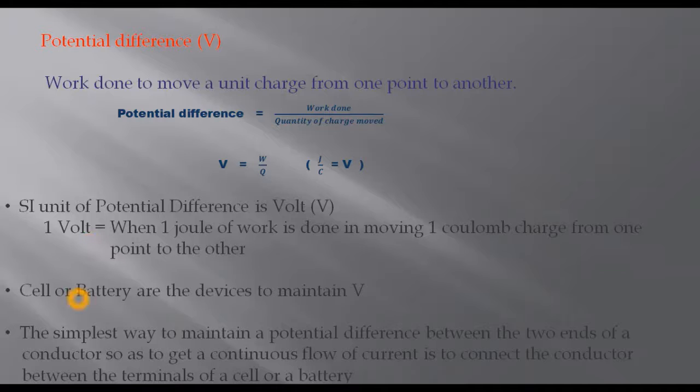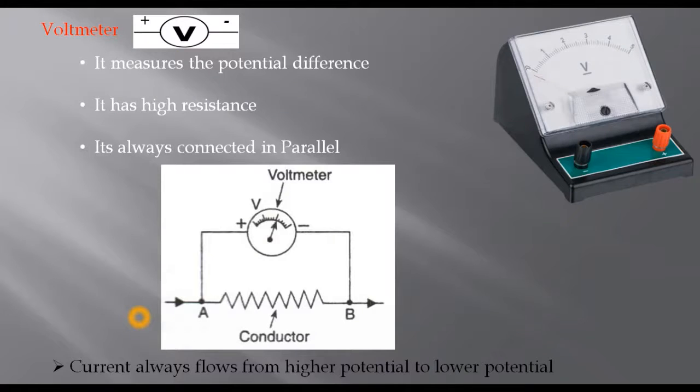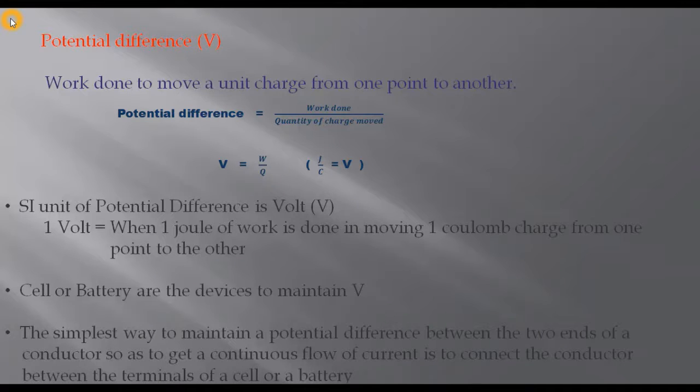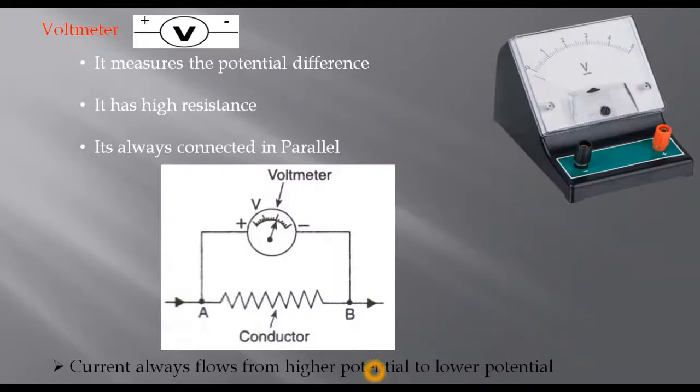So basically, cells or batteries maintain the potential difference. As I told you earlier also, the simplest way to maintain a potential difference between the ends of a conductor is to connect them with a cell or a battery, because when you connect them with a cell or battery, it maintains the potential difference, and because of that potential difference, flow of current takes place. That means electric current is produced. So you have to maintain the potential difference, and that is maintained by a cell, or you can say by a battery.